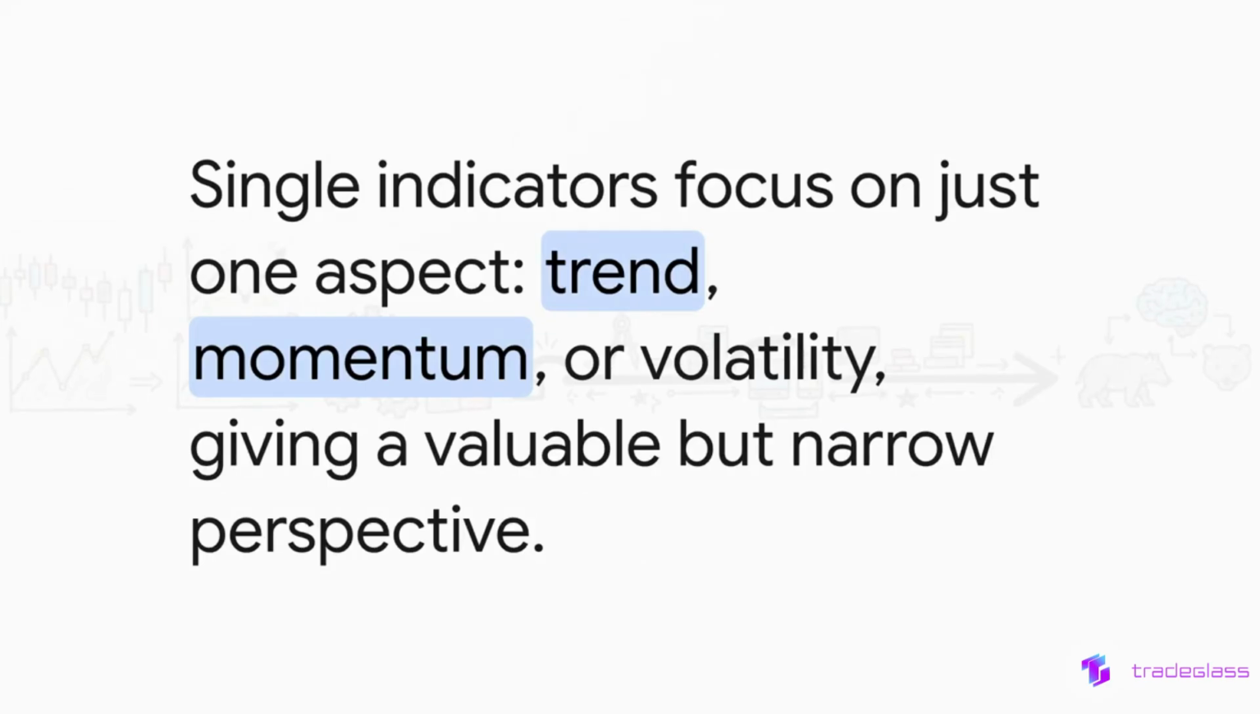Just think about our classic technical tools, right? The RSI, moving average, Bollinger Bands. They're all fantastic, but they're specialists. One tells you about the trend, another's all about momentum, and a third is focused on volatility. Each one gives you a valuable but ultimately very narrow slice of the story.